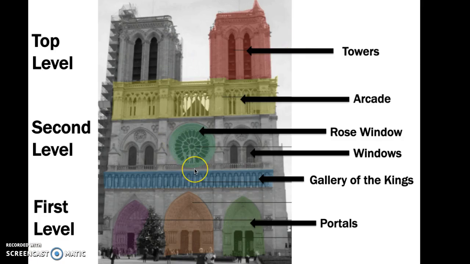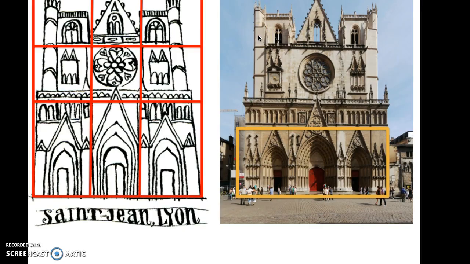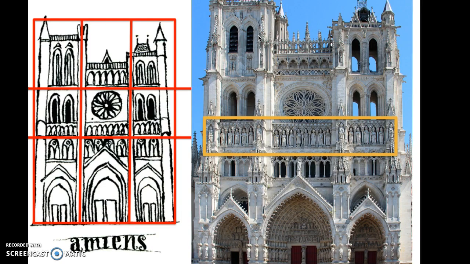So if we look again at the cathedral we learned about last week, the Cathedral of Notre Dame, we have the first level, second level, third level. We have portals, which are the doorways, Gallery of the Kings, rose window, windows, the arcade, and the towers. And when we start to look at all of these different cathedrals, I'm wondering if you can remember what part is this. It's level one, but what do we call those doorways? They're called portals.